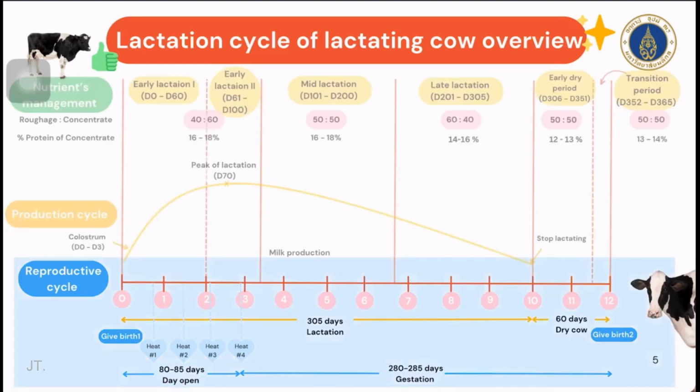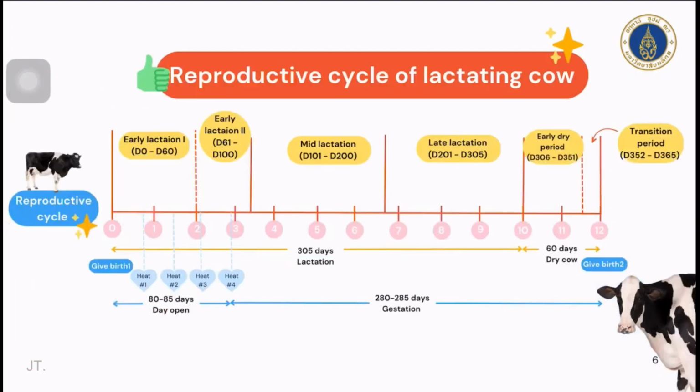In this part, we will explain more about the reproductive cycle. The cycle can be divided into 2 main phases, consisting of the days open phase, which is the first 80 to 85 days of the cycle, or simply speaking, the period that has no calf involved, and the gestation phase, which is the last 280 to 285 days of the cycle, or simply speaking, the period that has a calf involved.